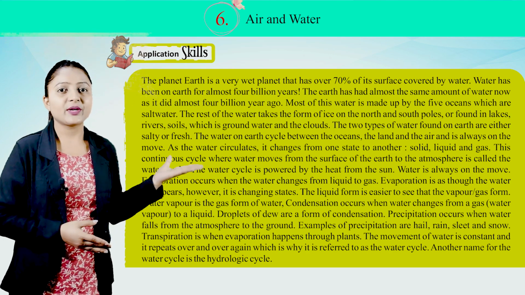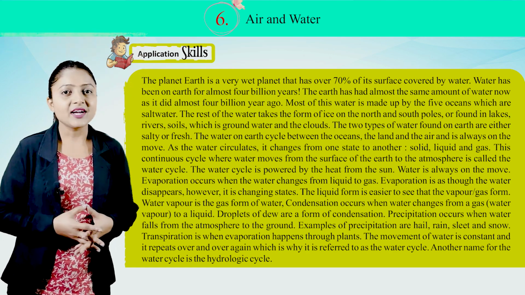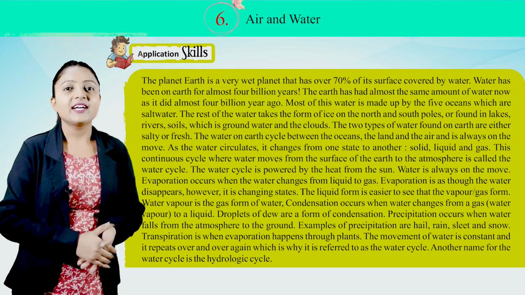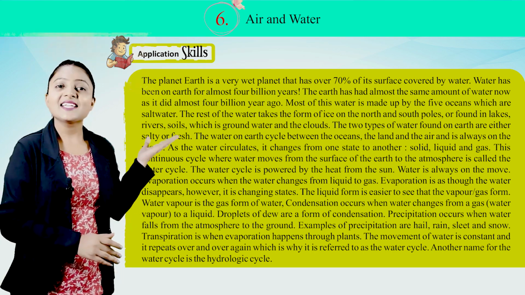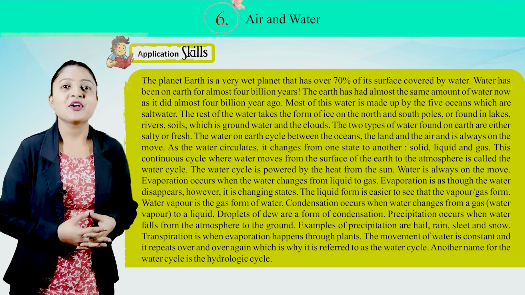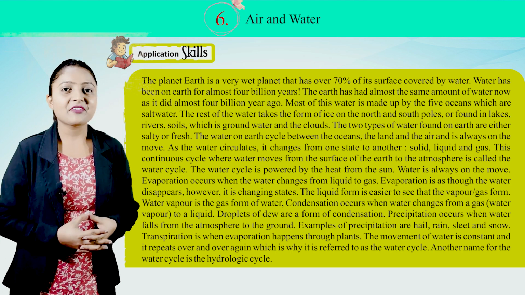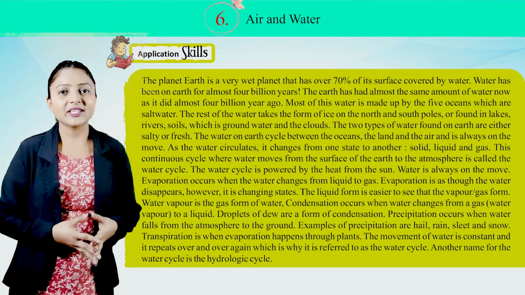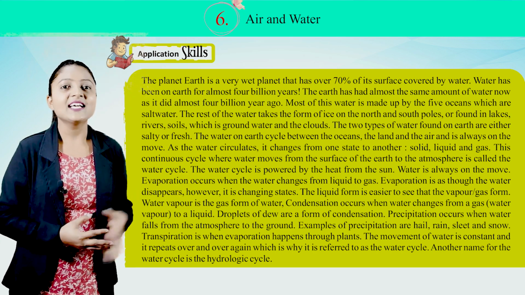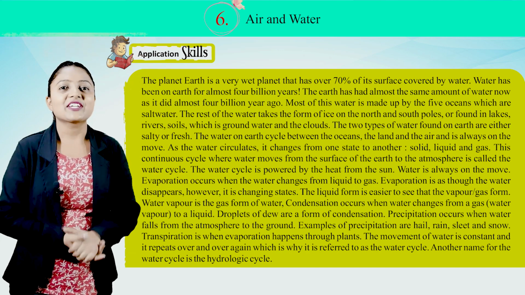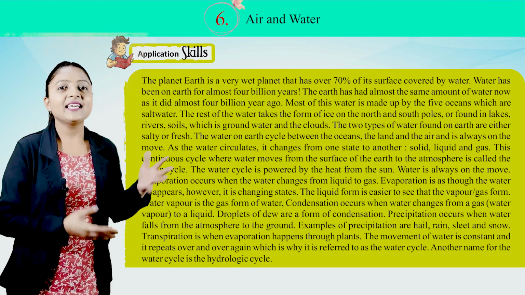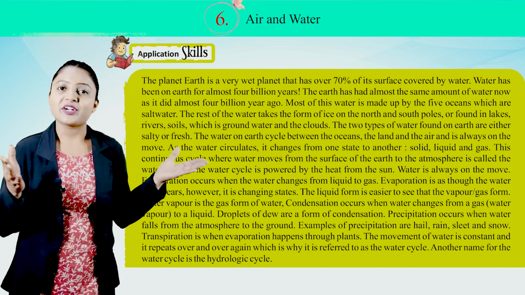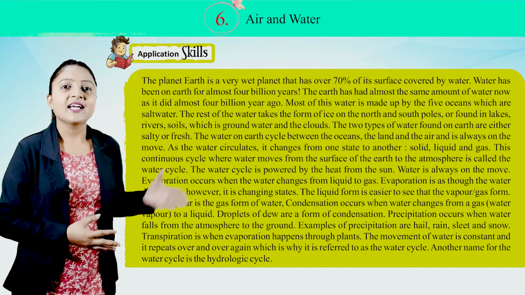As the water circulates, it changes from one state to another: solid, liquid, and gas. This continuous cycle, where water moves from the surface of the earth to the atmosphere, is called the water cycle. The water cycle is powered by the heat from the sun. Water is always on the move.